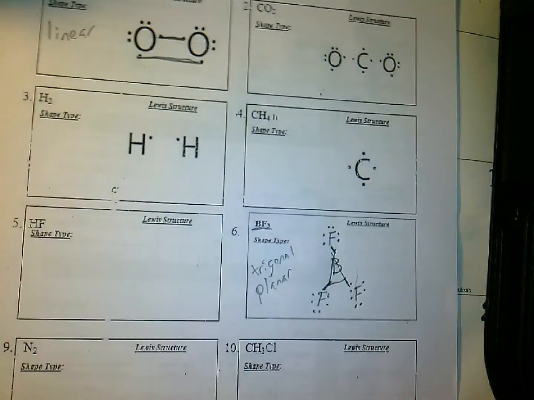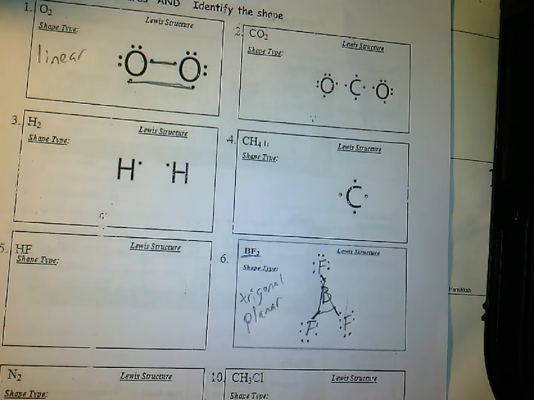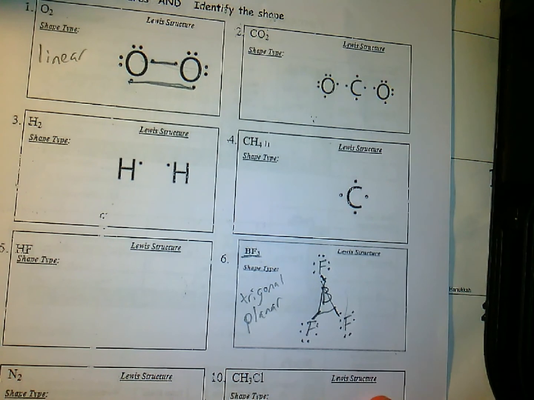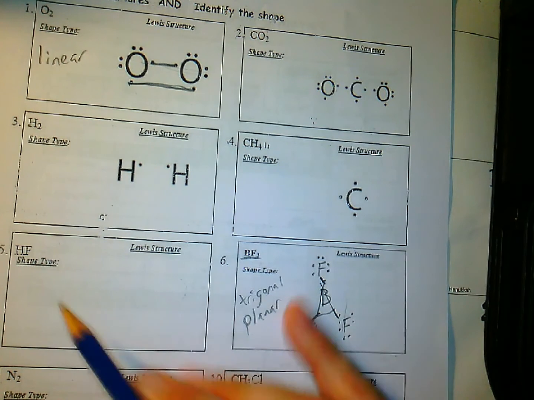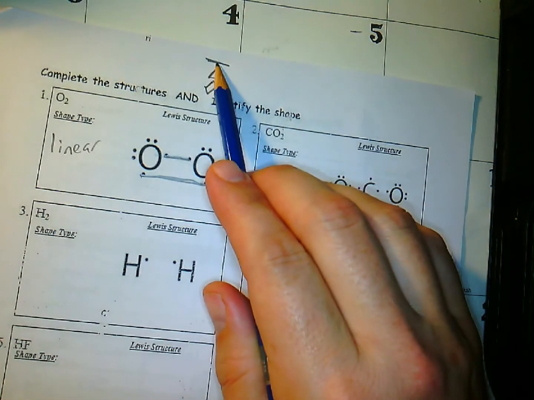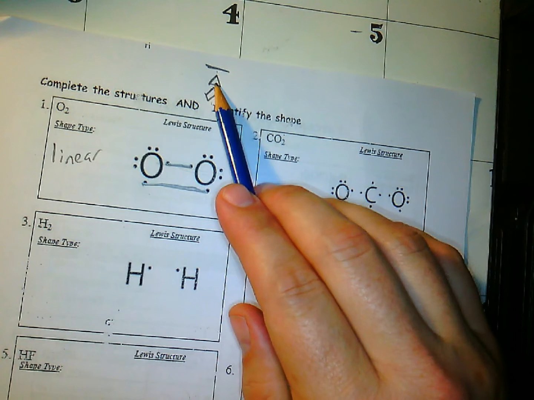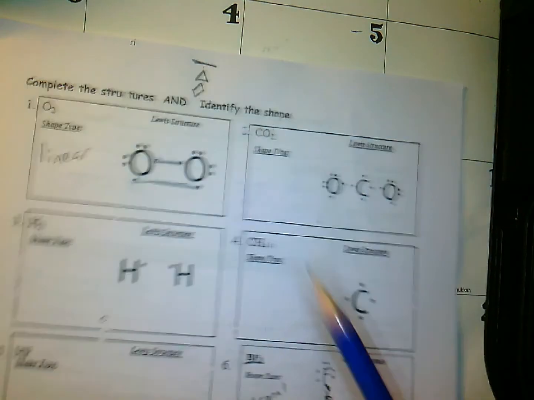Alright, I'll give you the rest of these, let you try on your own. These are not hard, they're fairly easy, they're really fun. So just remember, draw the first element first and then see what kind of shape it makes. And then connect the dots between and see if you get a line, which is linear, a triangle, which is trigonal planar, or a diamond, basically, which is a tetrahedral.